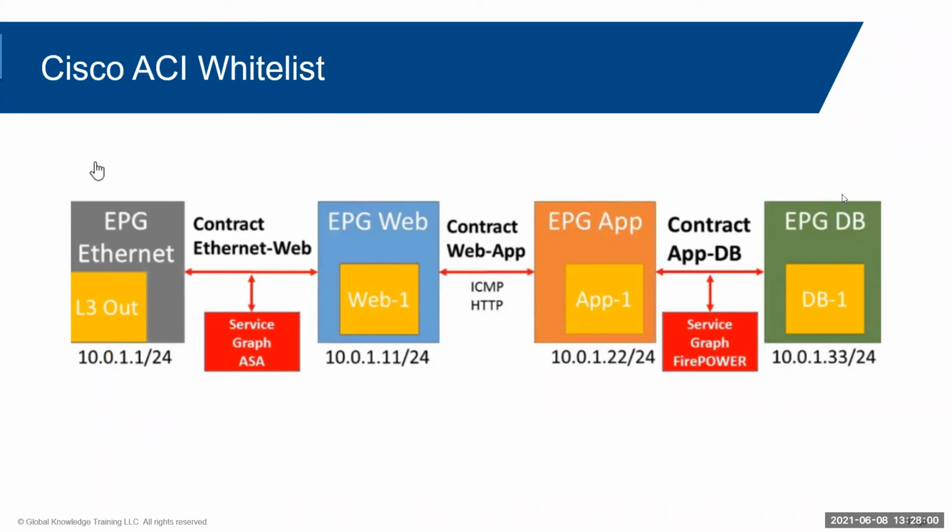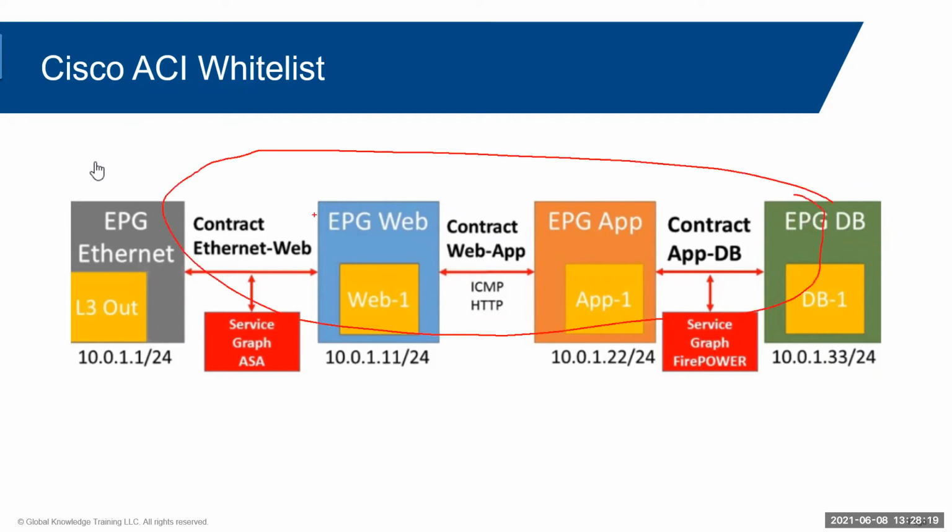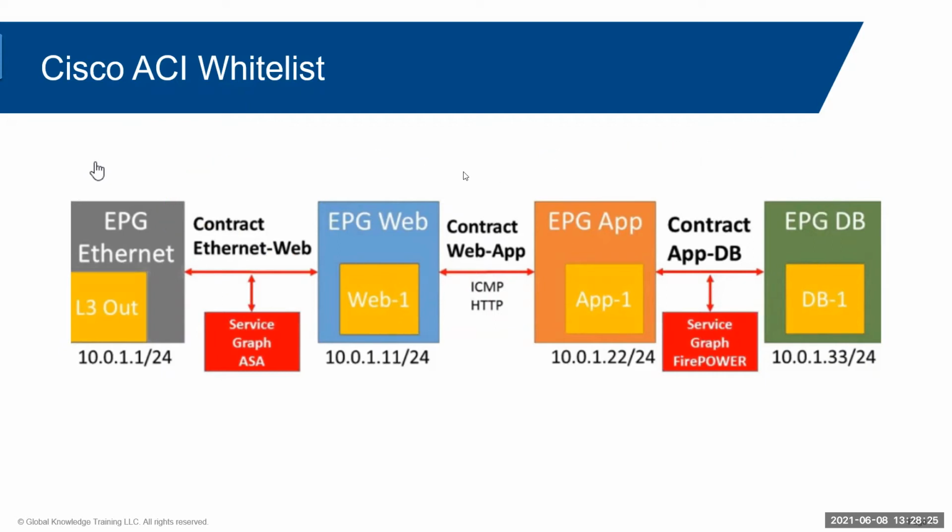Worded another way, if you have a production database, like an Oracle database, Microsoft SQL Server, MySQL, whatever it may be, how much would you want that database to be openly exposed to the internet? How about never? Which is easily achieved, like you see here. Because if I don't have the contract from the outside coming in, there's no way to get there. The logic is not transitive. So just because the web can see the app and the app can see the database does not mean the web can see the database. Logic is not transitive in an ACI whitelist.